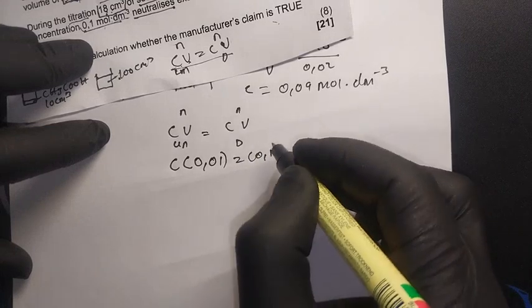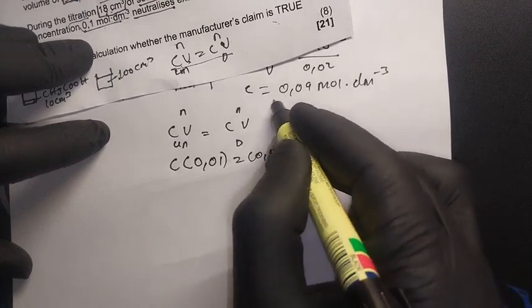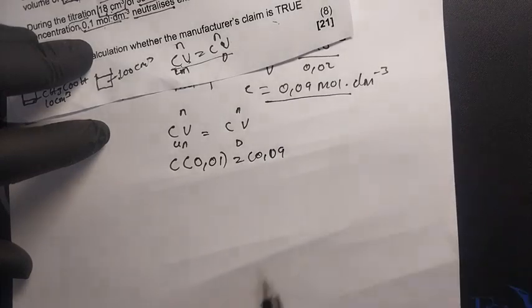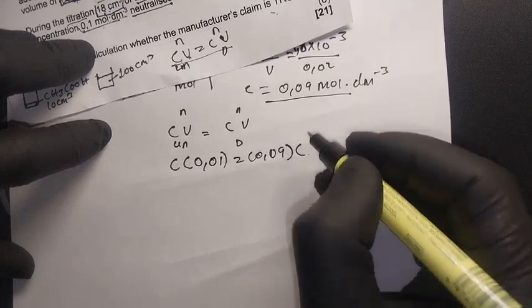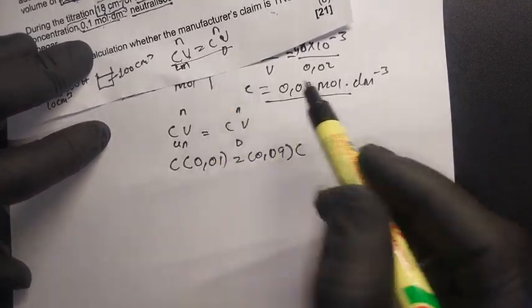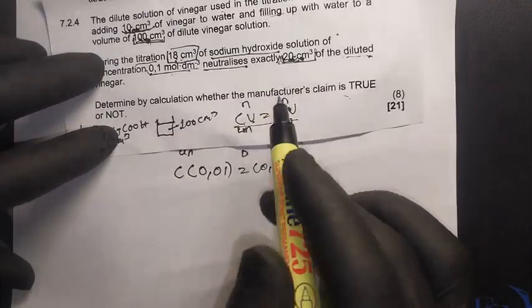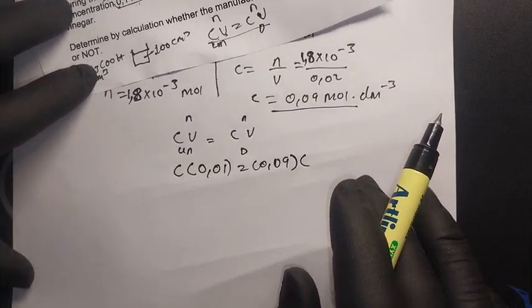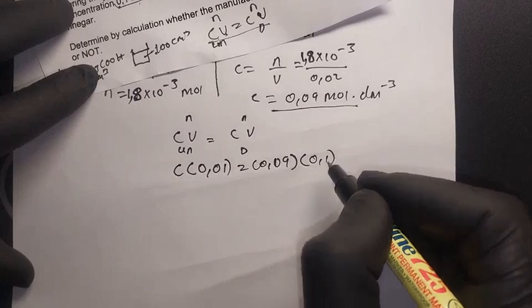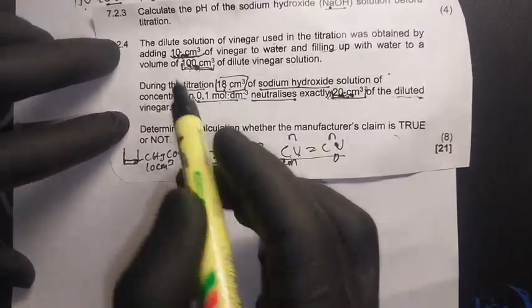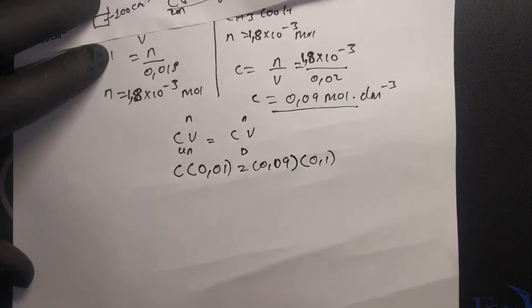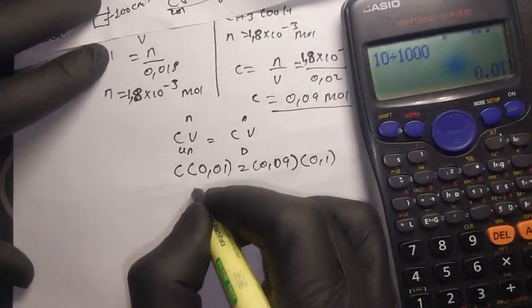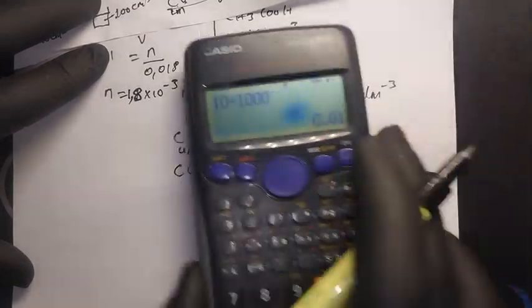The concentration we've calculated over here should be 0.09. Then the volume: the volume for the undiluted is 100, so it's going to be 0.1. We're trying to convert from here to that part. Then you're going to divide by 0.01, which means the concentration C is equal to, we're going to do it like this.